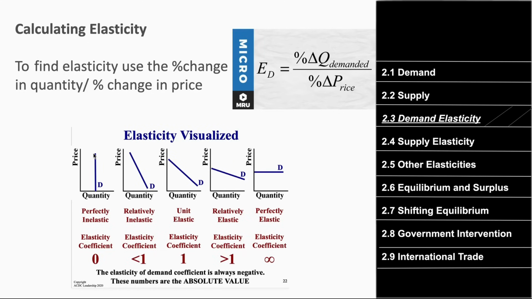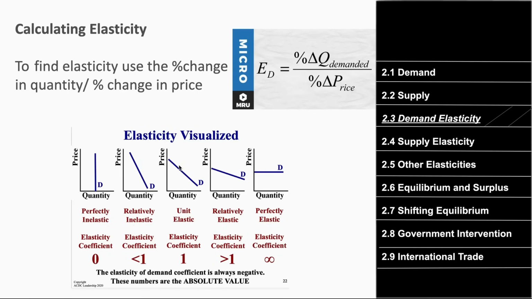Now, here we have different types of elasticities. Here is perfectly inelastic, basically no matter the price, the quantity stays the same. Its elasticity coefficient would be 0. Here we have relatively inelastic. It's what we talked about earlier. It's just a relatively low value. For the elasticity coefficient, you'll get less than 1.